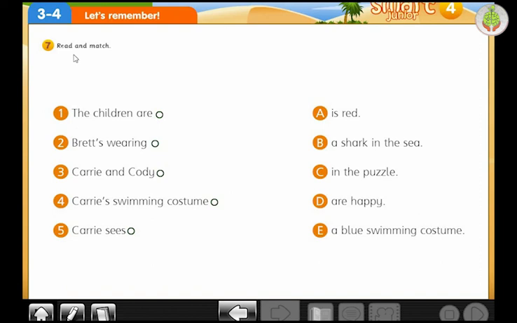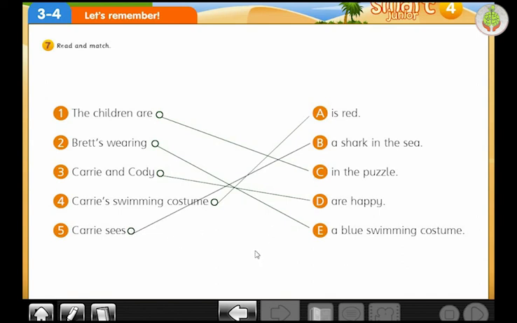Now, exercise 7. Read and match. The children are in the puzzle. Very good. Number 2. Brett's wearing what? A blue swimming costume. Number 3. Carrie and Cody are happy. Very good. Carrie's swimming costume is red. Carrie sees a shark in the sea. Very good. Please match in your book.